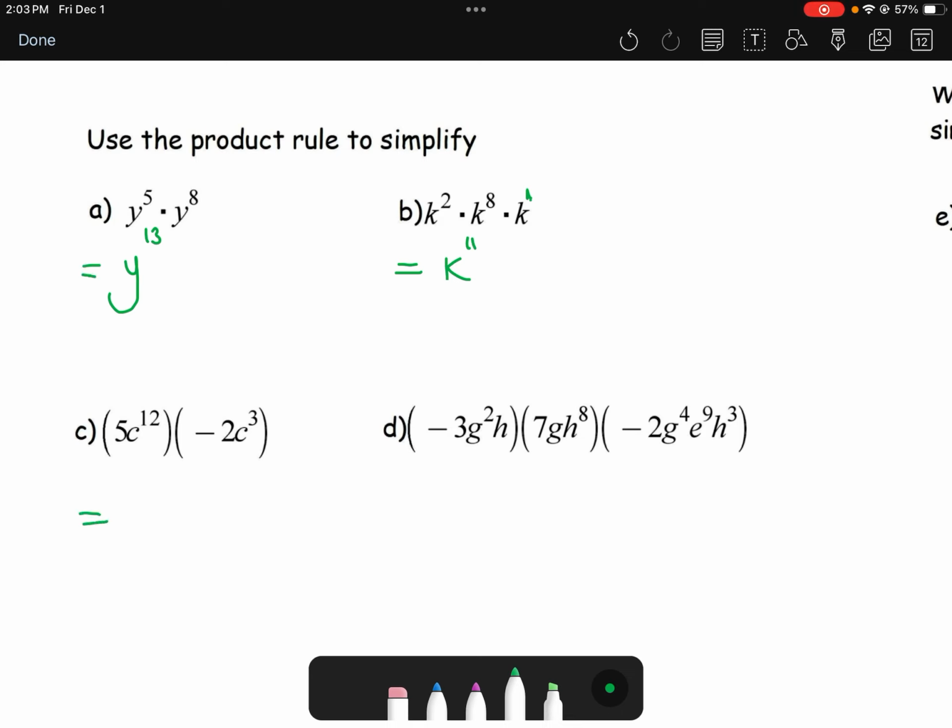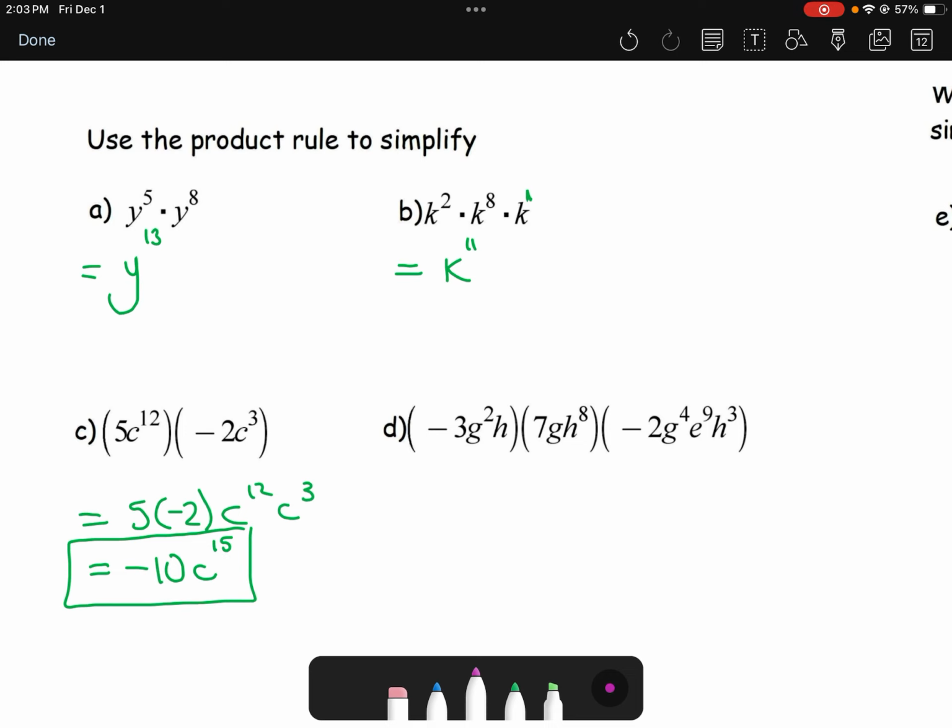Okay, so now here's a little bit different. We have numbers and we have letters. So again, the parentheses mean multiplication, I'm going to put stuff together. So I have 5 times negative 2, and then I have c to the 12th, c cubed. Again, everything means multiplication. 5 times negative 2 is negative 10. We're multiplying the bases, which means we add the exponents, so that is c to the 15th. Again, if you're not good at the rules, you can always write them out and see how many you have.